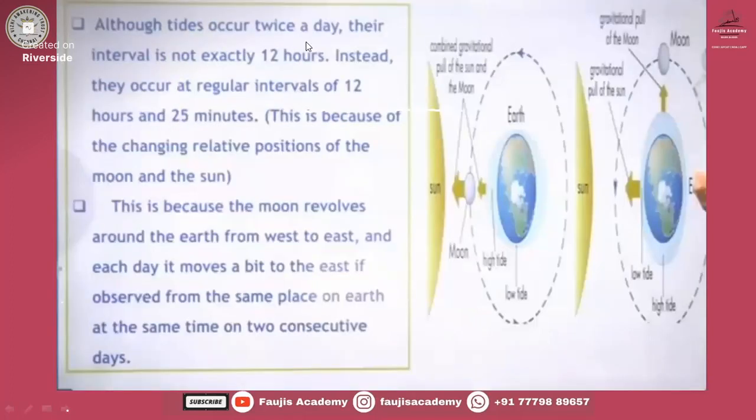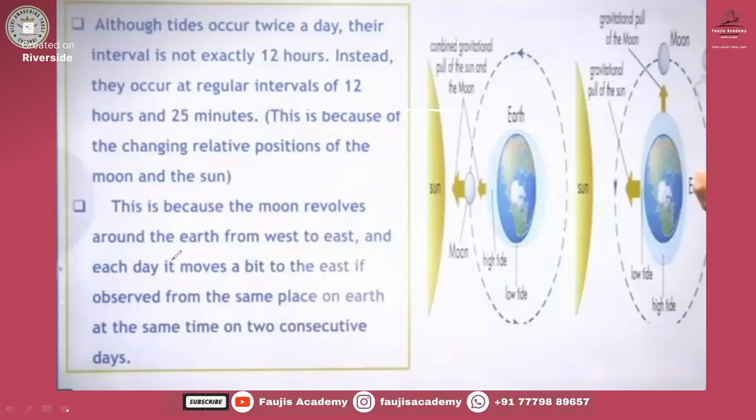Then, although tide occurs twice a day, as we saw in the starting class, the time gap is 12 hours 26 minutes. That is not exactly 12 hours. Instead we have regular intervals of 12 hours 25 minutes, or somewhere it might be 26 minutes. So don't get confused about 12 hours 25 or 26. This is because of the relative position of the moon and sun. The moon is rotating, so that occurrence happens in one day.